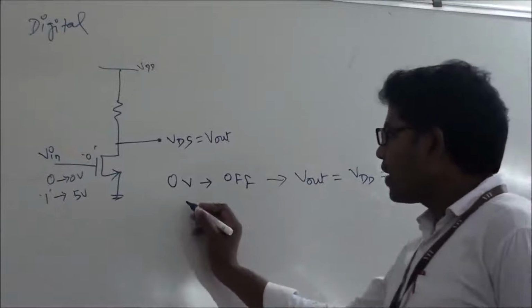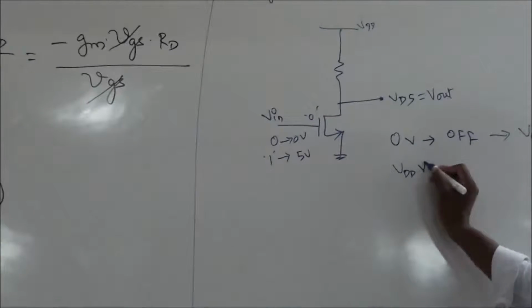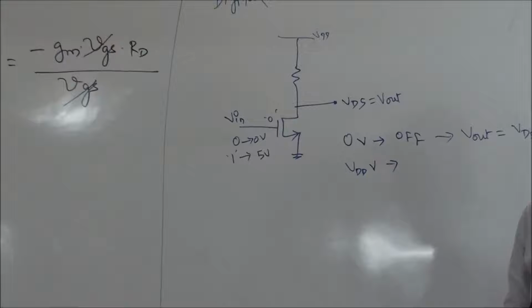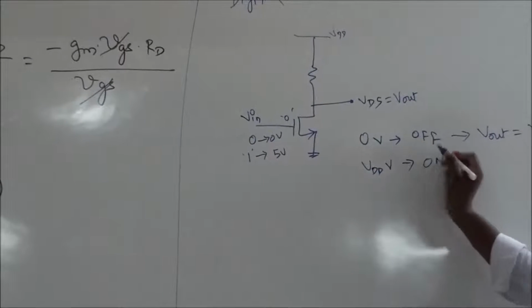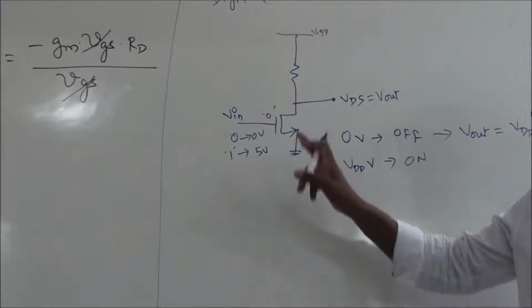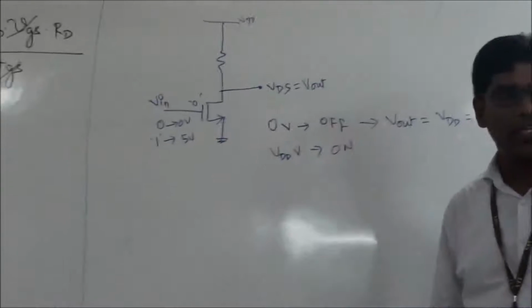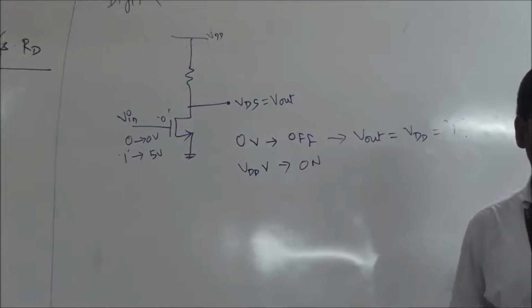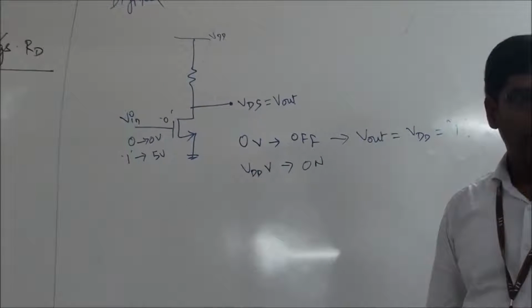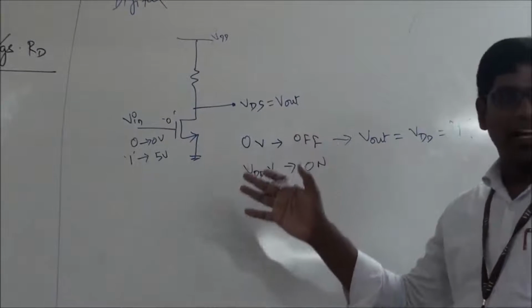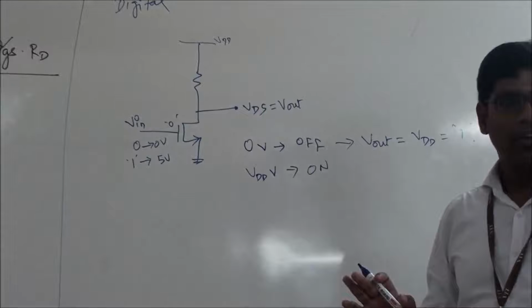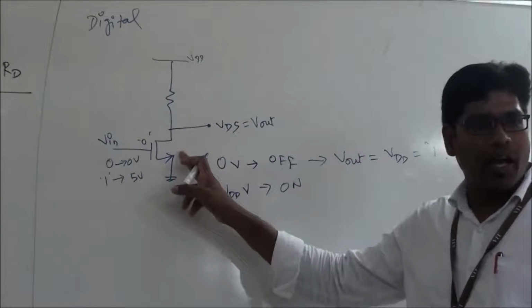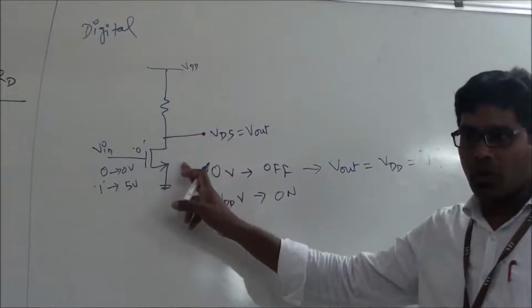The other way, if I am giving VDD or 5 volt as my input, what's going to happen now? The device will come into the on state because VG is greater than VT. If the device comes on, what will be the potential at this point, neglecting channel length modulation? VDD minus ID RD. Still you can straight away give the answer. What will be the value? 0. Why 0? I am neglecting the resistance between drain and source.